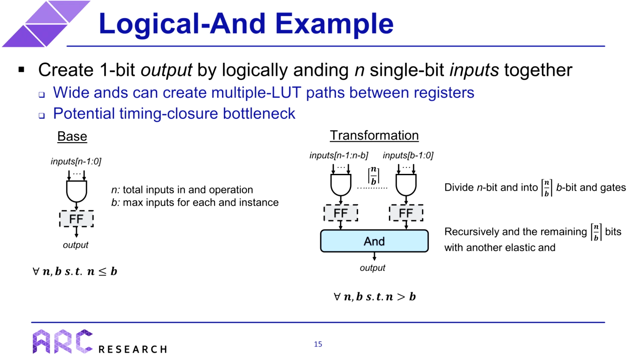For this example Elastic AND gate, we use a single base that ANDs n bits together with an optional flip-flop on the output. Now this base applies as long as n is less than a separate parameter b, which basically defines the maximum base inputs for an AND instance. Now, for this example, we use a single transformation. You could have more, but in this case, we're just going to use a single transformation that divides up an N-bit AND gate into a group of smaller B-bit AND gates, which are then followed by a smaller recursive Elastic AND.